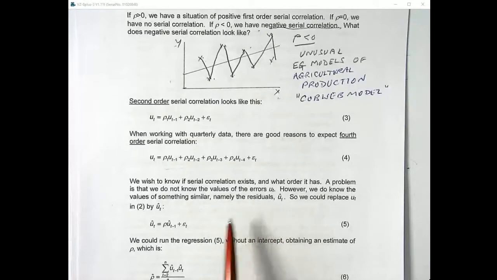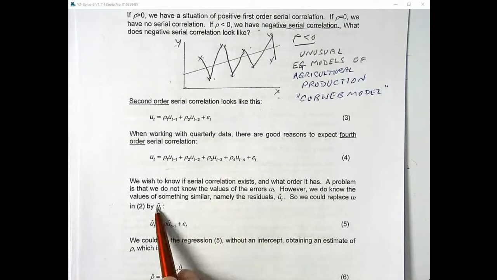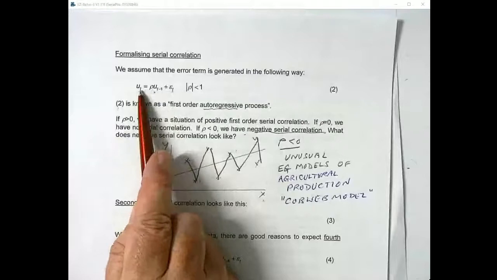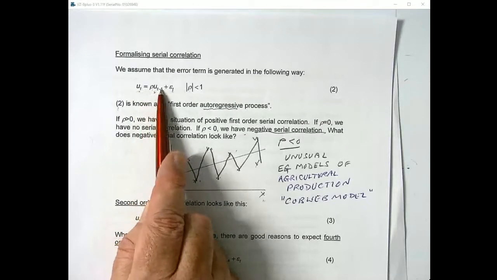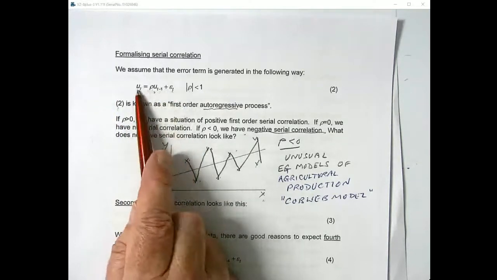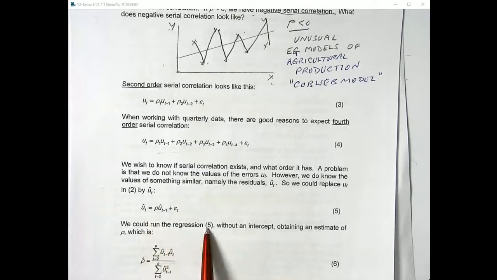So we could replace u_t by u hat t in equation 2. This is first order serial correlation. If we put u hat t and u hat t minus 1 there, then we have something like a regression. We can do a regression of residual on lagged residual. Well, this is a regression. We could run regression 5 without an intercept. Notice there's no intercept in this equation.